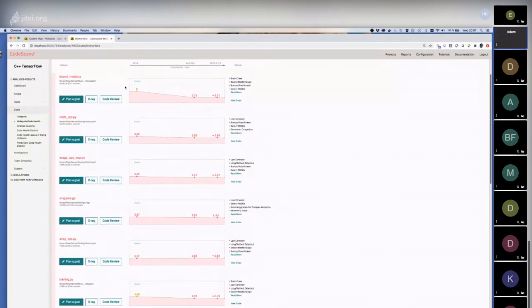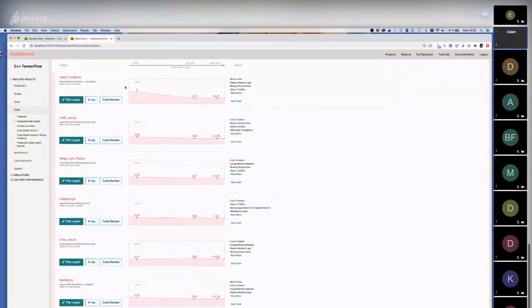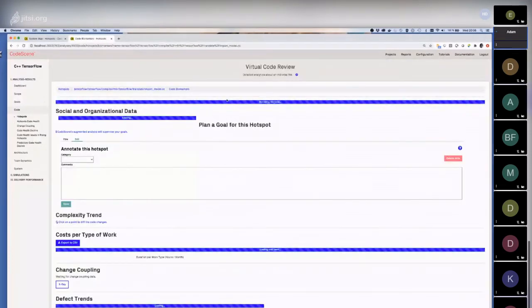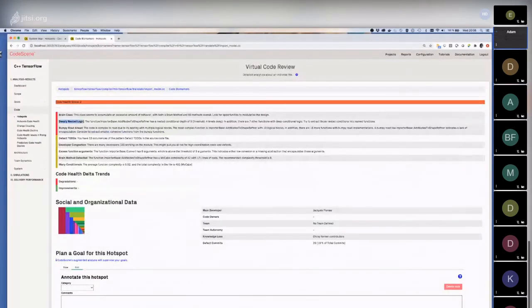From here, if this was one of my code bases, I would dig deeper. I would look at the virtual code review in CodeScene. I can, of course, do that. So the virtual code review basically presents some of the findings behind the code health metric. It explains, and I'm going to give you a few examples later, where those potential problems are, what those potential problems are, and so on.